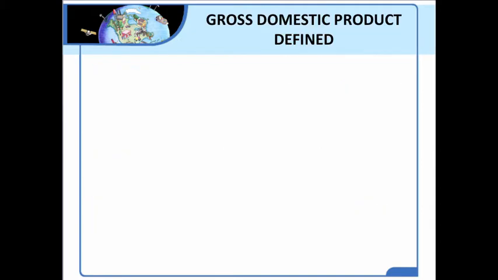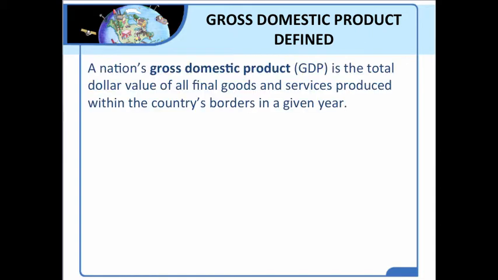So let's begin with a definition. To understand gross domestic product, we have to define it and know what is included. So here's a definition. A nation's gross domestic product, otherwise known as its GDP, is the total dollar value of all final goods and services produced within the country's borders in a given year. But that's a mouthful. There's a lot there. And what we need to do is to unpack this definition and take it apart piece by piece to determine what actually is included in the calculation of our gross domestic product.